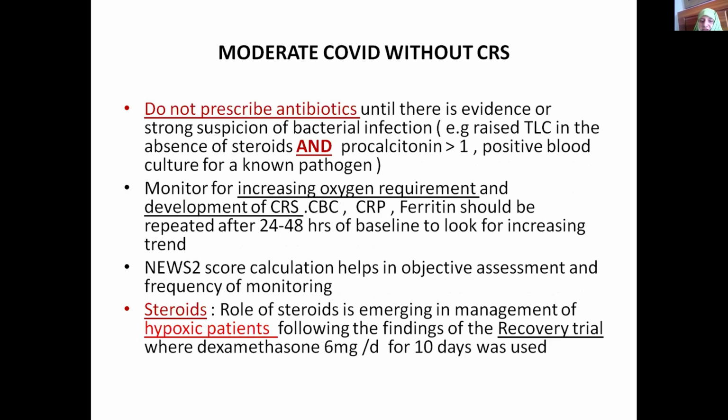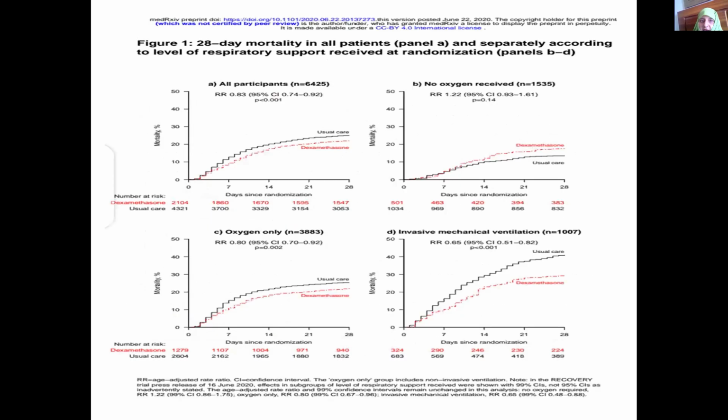Now, the role of steroids is becoming more and more pronounced. With the RECOVERY trial, we have seen that steroids have made a difference in hypoxic patients when given at a dose of 6 milligrams per day for 10 days. These are from the RECOVERY trial. And in patients where there was no oxygen demand, there was no mortality reduction. So steroids should not be used in patients who are not hypoxic, even if they have chest infiltrates.